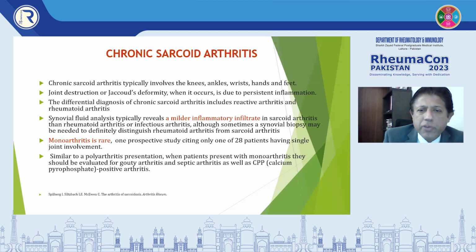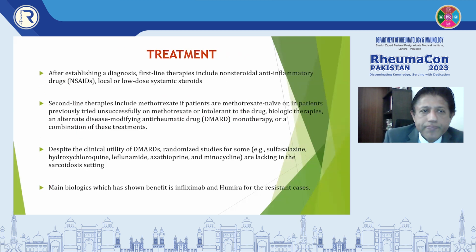Monoarthritis is rare in chronic sarcoid arthritis, and you have to rule it out by comparing it with gouty arthritis, septic arthritis, and CPPD. Treatment, as we did, is a non-steroidal anti-inflammatory drug with a low dose of steroids. You can add the DMARDs.